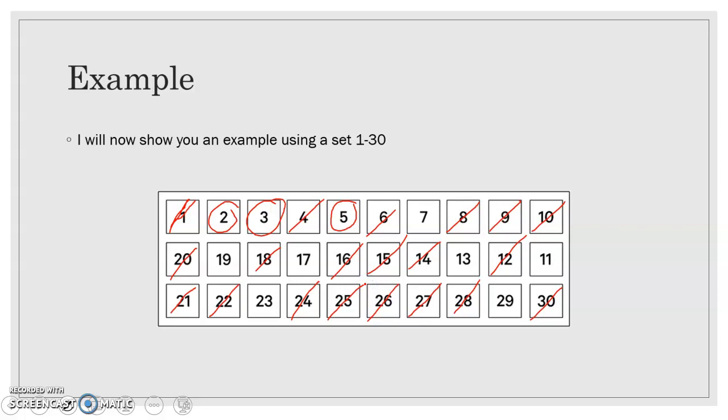Now, we stop here because 7 is the next prime number. And as the rule said before, p has to be less than or equal to the square root of n, which is 30. And 7 squared is 49, which is greater than 30. So all remaining numbers are prime numbers. So 7, 11, 13, 17, 19, 23, and 29. So these are all the prime numbers within 1 through 30.